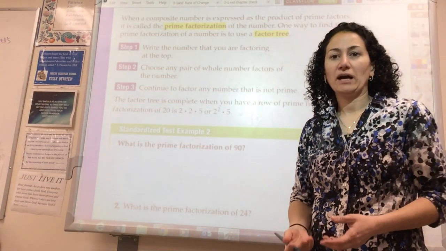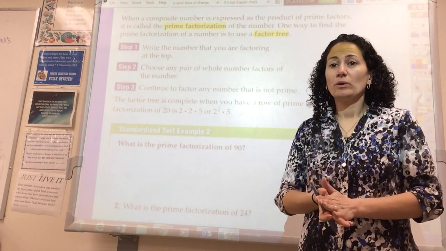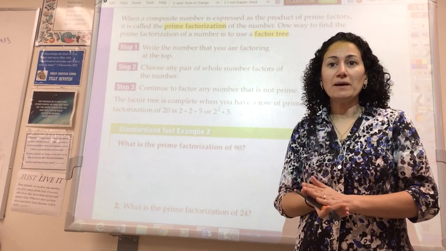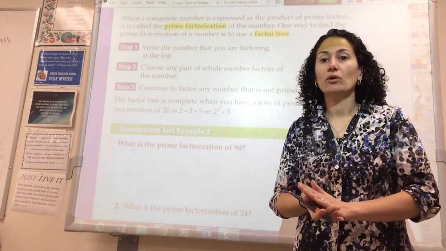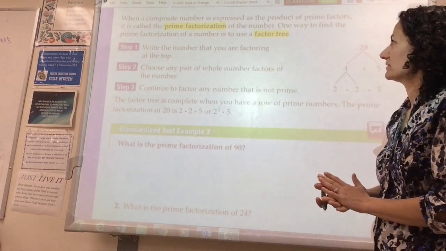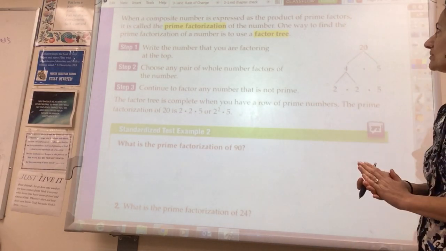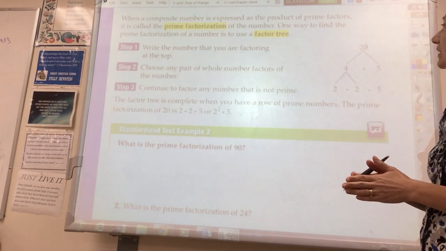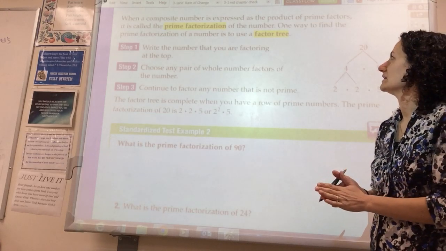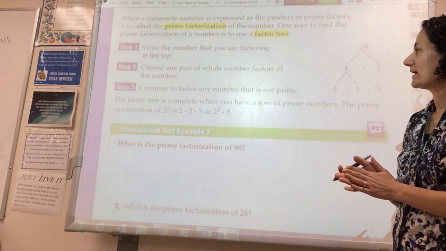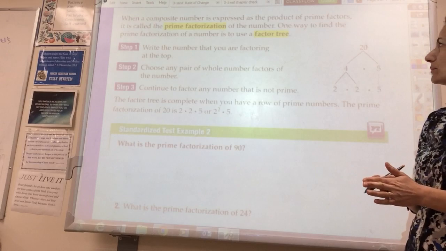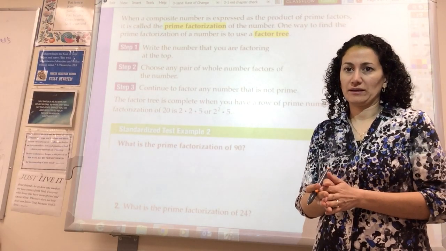Now that you know what prime and composite numbers are, we can find something called a prime factorization for a composite number. When a composite number is expressed as the product of prime factors, it's called the prime factorization. One way to find a prime factorization of a number is to use a factor tree.